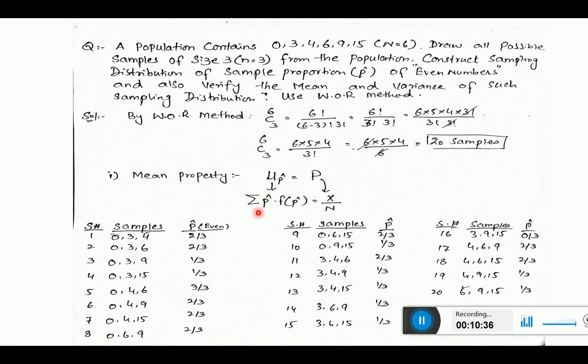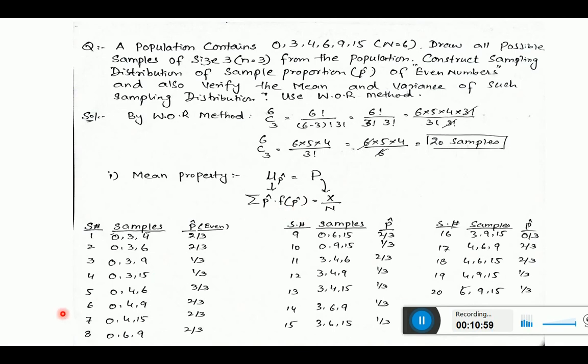The formula is the summation of p cap times f of p cap. First I need p cap, and I have already calculated the column of p cap. Now I need f of p cap.